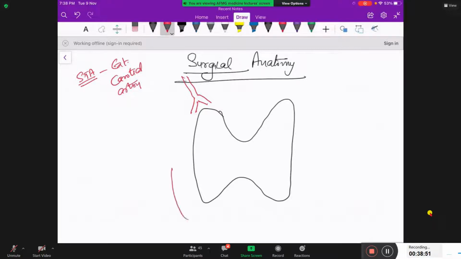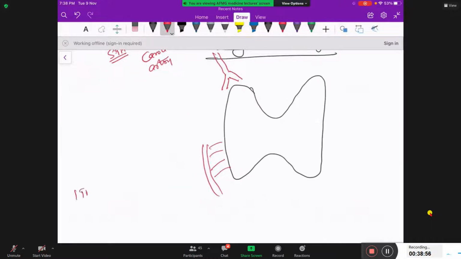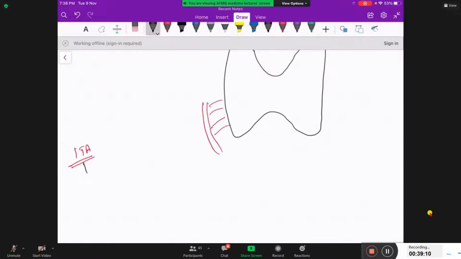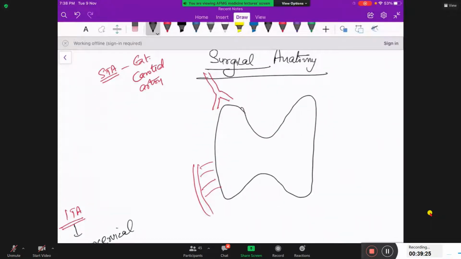We have this inferior thyroid artery also. Inferior thyroid artery is a branch of, a question asked, inferior thyroid artery is a branch of thyrocervical trunk. Now, there was a question asked: the superior thyroid artery is related to which nerve?